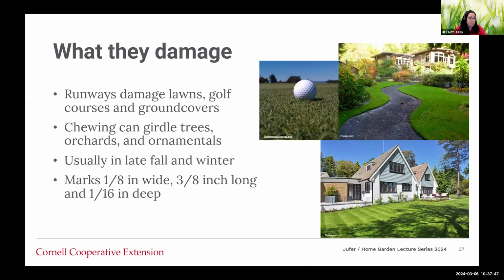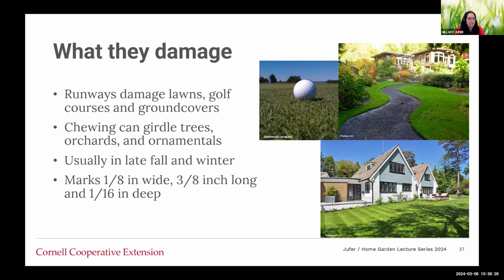What they damage: the runways can damage lawns, home lawns, golf courses, and ground covers. They can also chew and girdle trees in orchards and ornamentals. It usually happens in the late fall and winter, but is noticed in the spring or later. When you look at the marks on these trees, they're about 1/8 inch wide, 3/8 inch long, and 1/16 inch deep. So they're small, which will help us differentiate them from some of the other animals that we're talking about today.